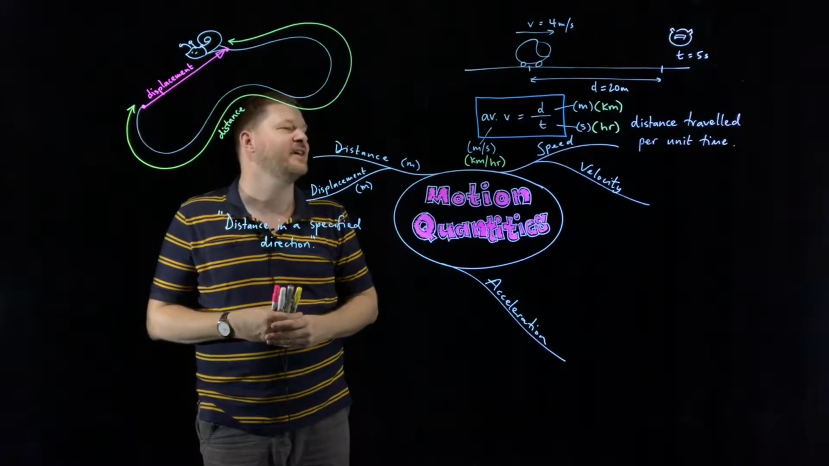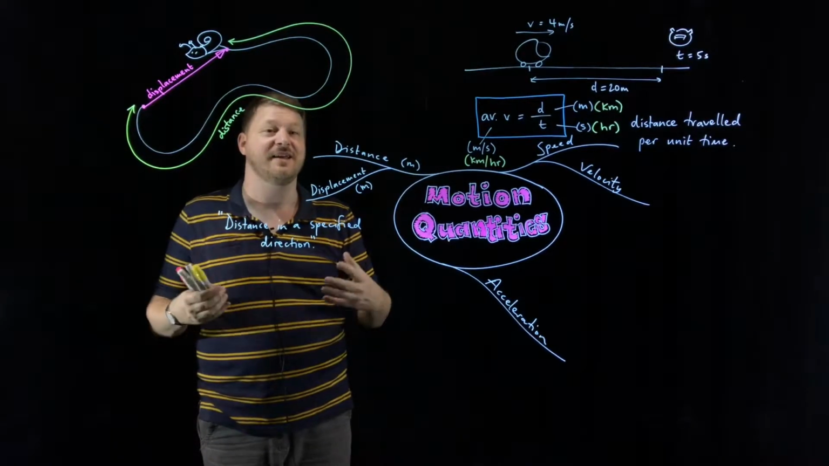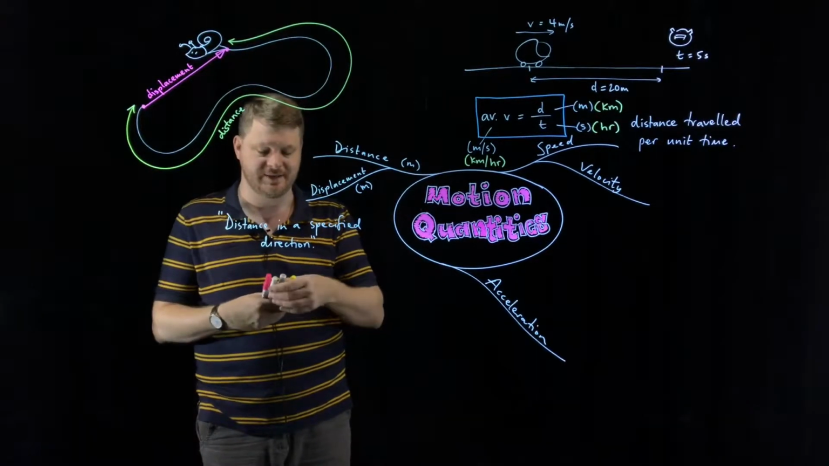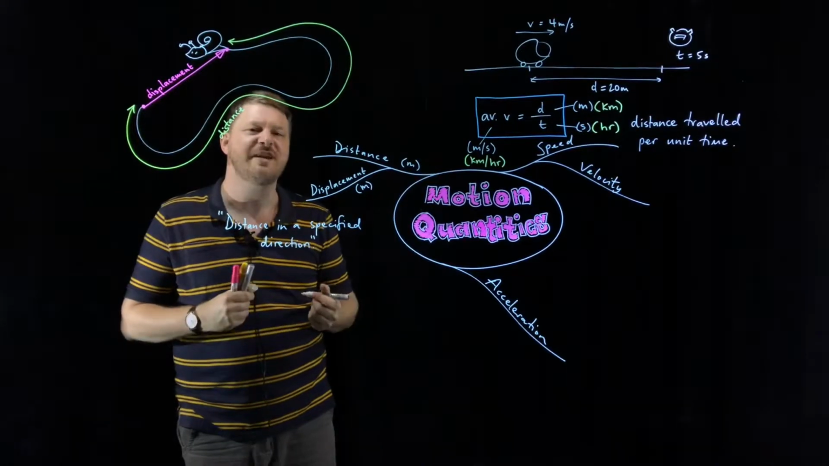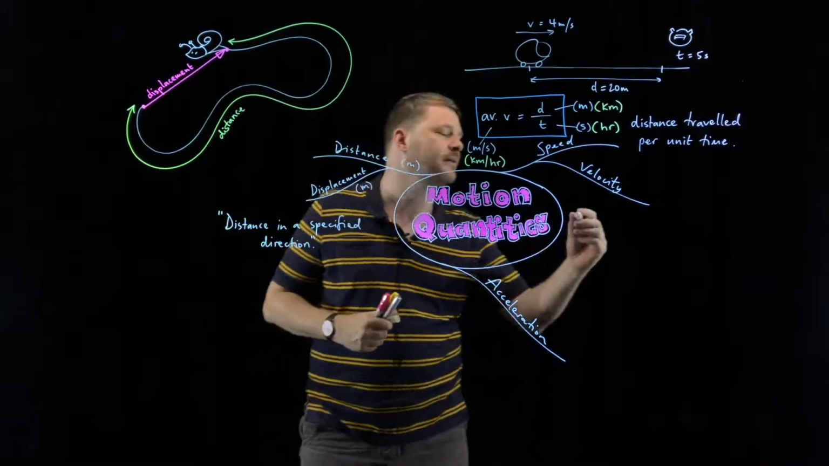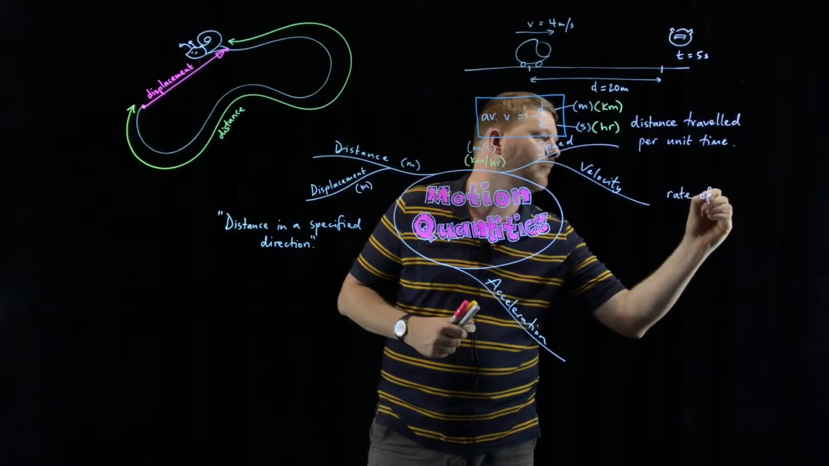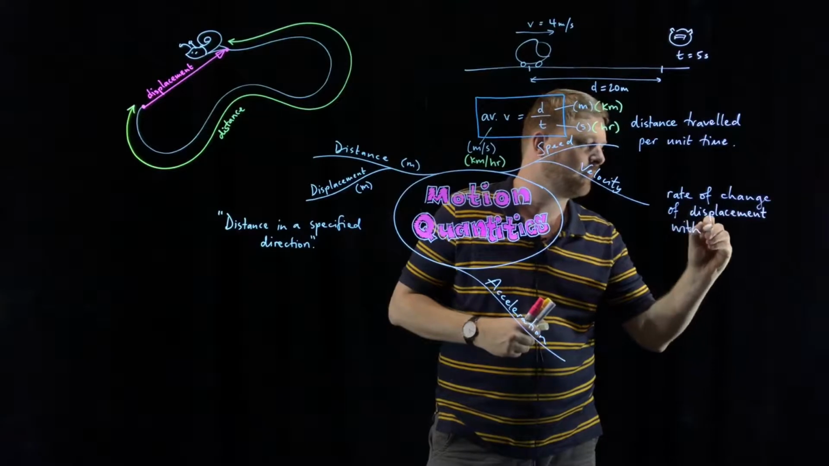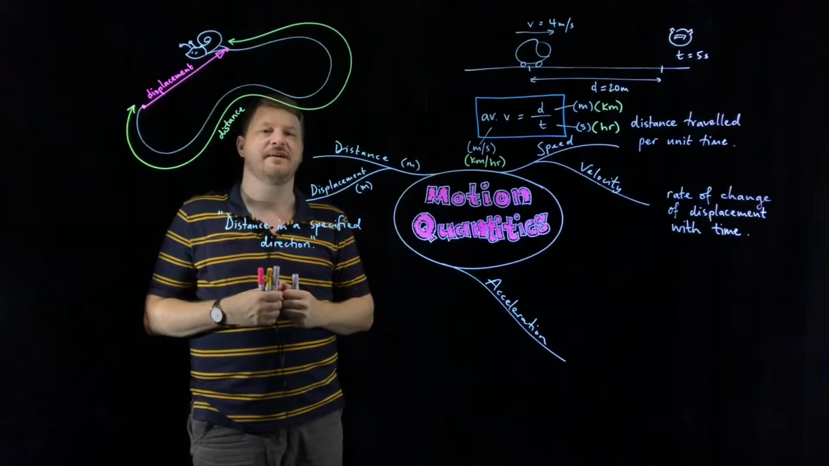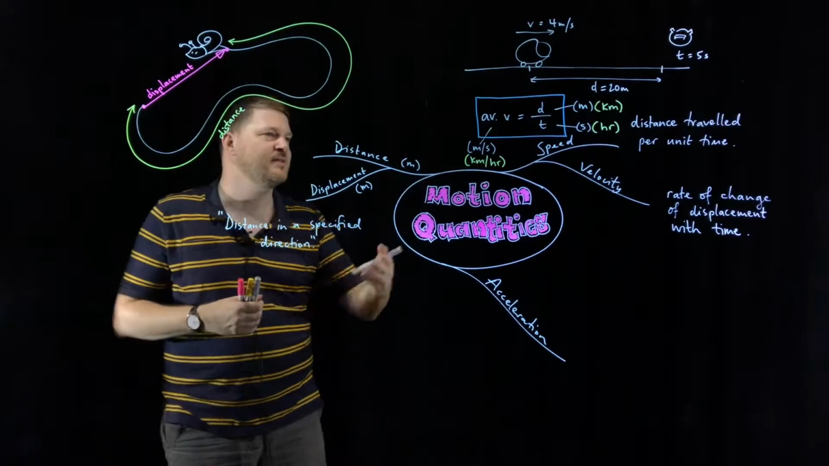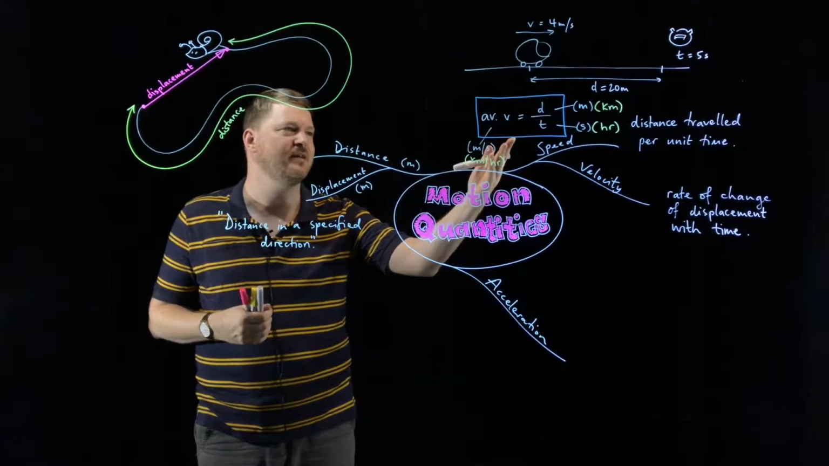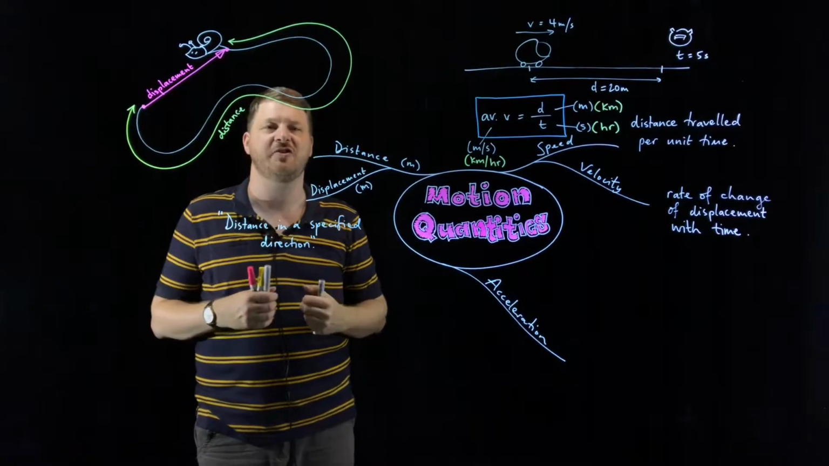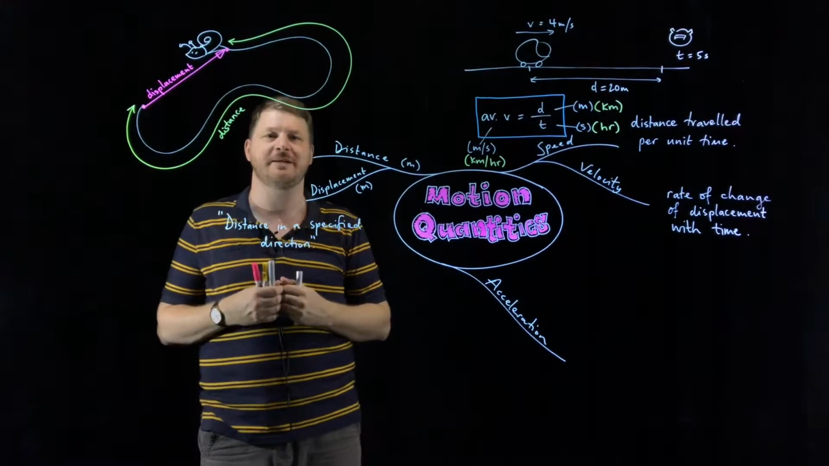So velocity is speed in a specified direction. However, annoyingly, we don't normally define it like that. The way we define it is rate of change of displacement with time. However, the formula we use for velocity is essentially the same as the formula for speed, but instead of distance, we replace with displacement. As for the direction of the velocity, it's the same as the direction of the displacement.